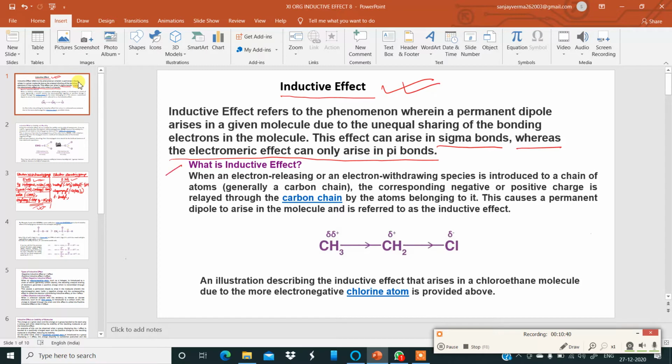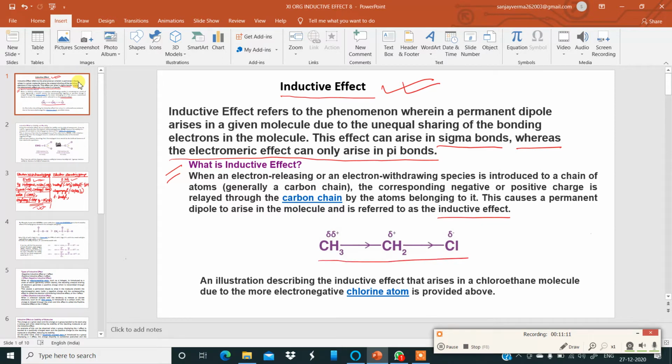Now, what is inductive effect? When an electron releasing or an electron withdrawing species is introduced to a chain of atoms, generally a carbon chain, the corresponding negative or positive charge is relayed through the carbon chain by the atoms belonging to it. This causes a permanent dipole to arise in the molecule and is referred to as the inductive effect. Okay, you can see the example over here.